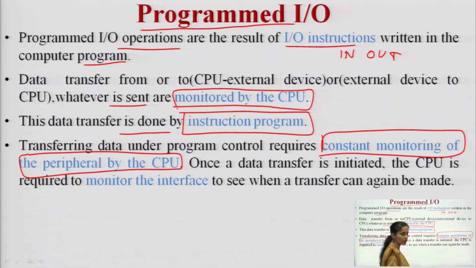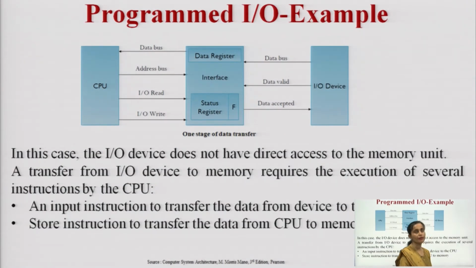Once the data transfer is initiated, the CPU is required to continuously monitor the interface only to see when a data transfer can be made again for the second device, or when the third device requires to transfer data. In this way the CPU is continuously busy and is not doing any productive task.